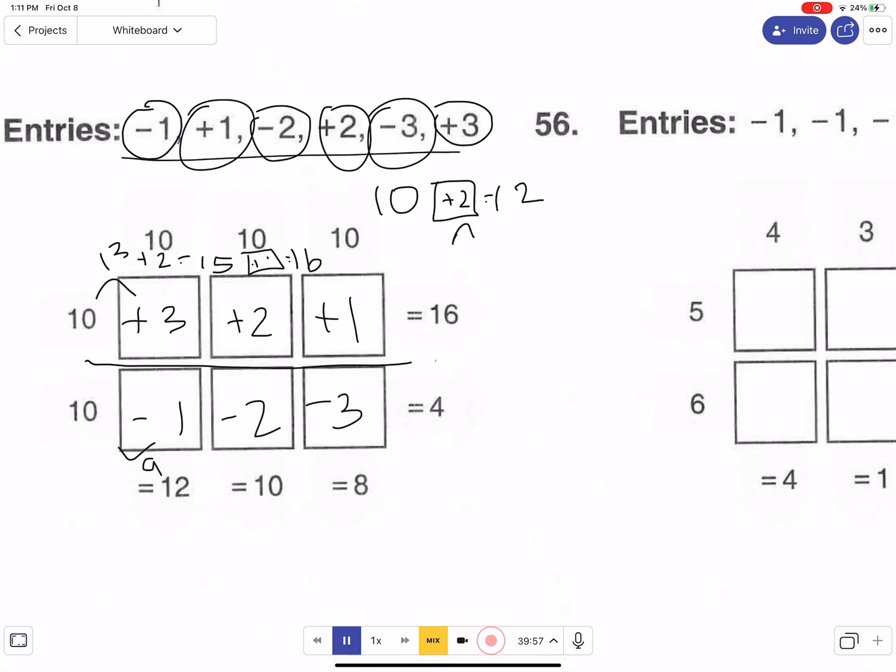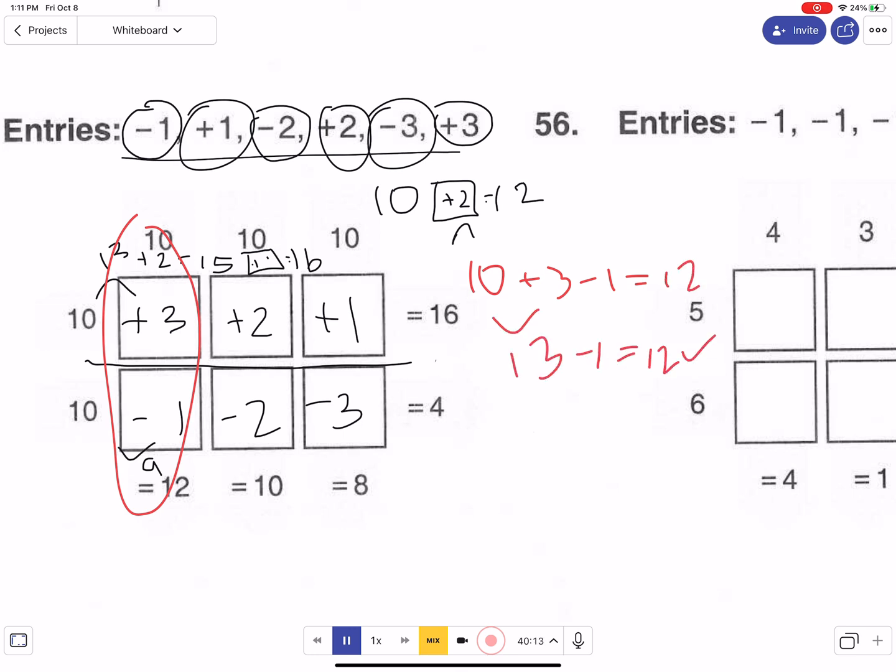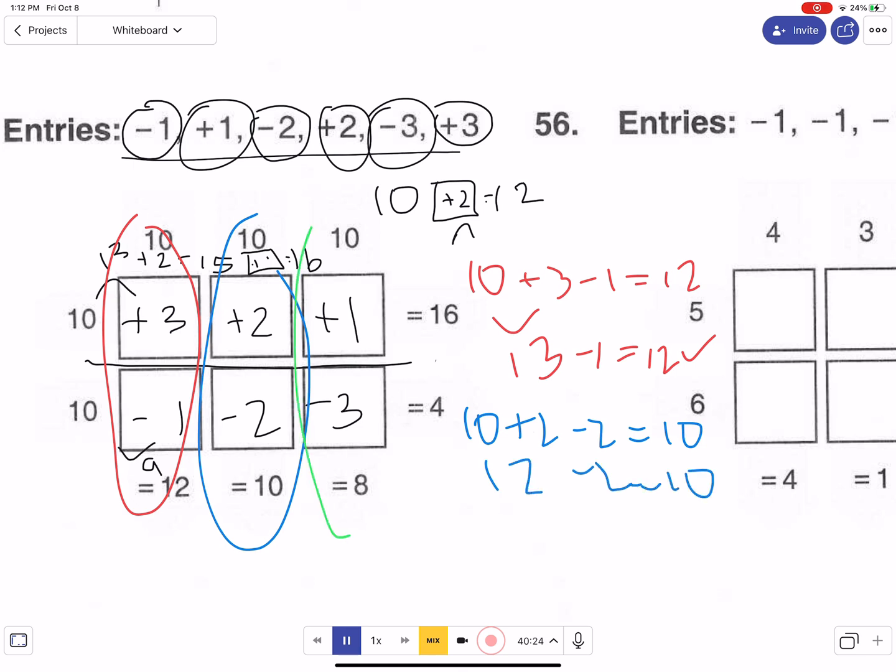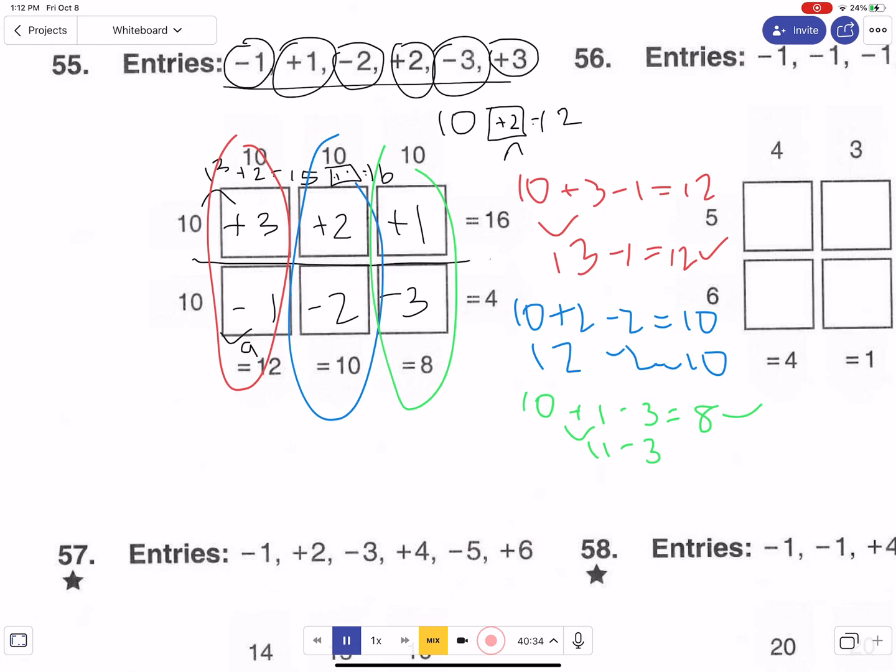Now let's check this real quick. I know 40 minutes is almost done, but we can go a little bit over, hopefully. So that's 10 plus 3 minus 1 equals 12. Is that right? That's right. This column, 10 plus 2 minus 2 equals 10. That's correct. Sorry for the messy handwriting. 10 plus 1 minus 3. That's correct. Now let's check our 2 rows real quick.